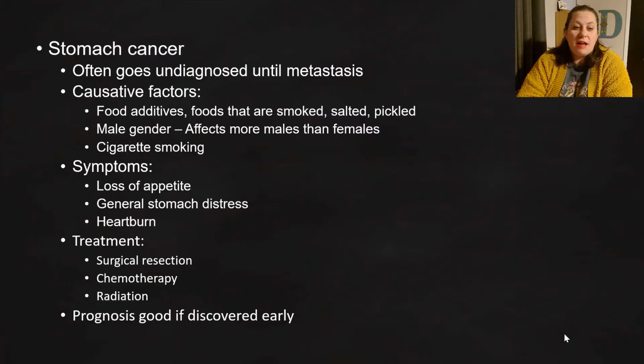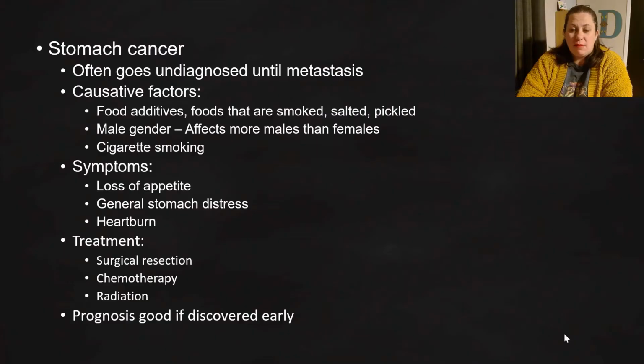Now, there are some causative factors that could cause the development of stomach cancer, or at least be linked to it. Some of them are food additives, especially foods that are smoked, salted, or pickled. If you eat those in very large amounts, you're increasing your risk of potentially stomach cancer. We see that the male gender also increases your risk. Stomach cancer affects males more than females. And also cigarette smoking. So these are all contributing factors.